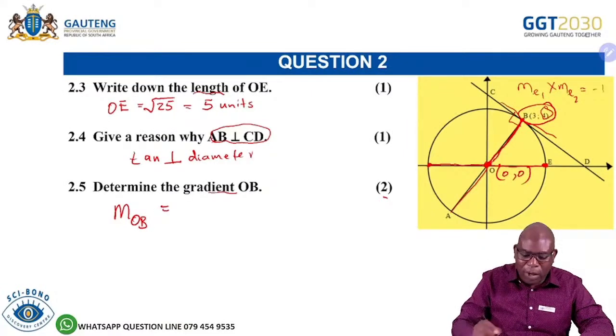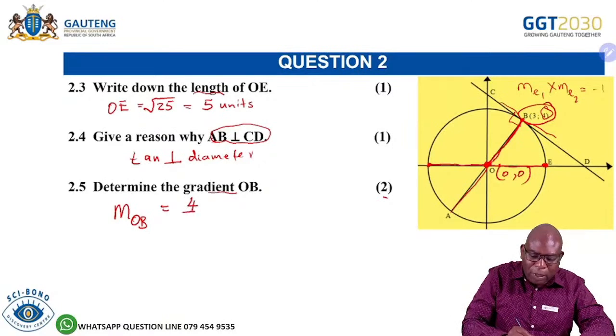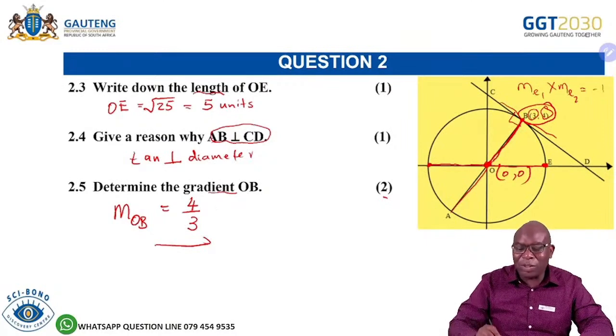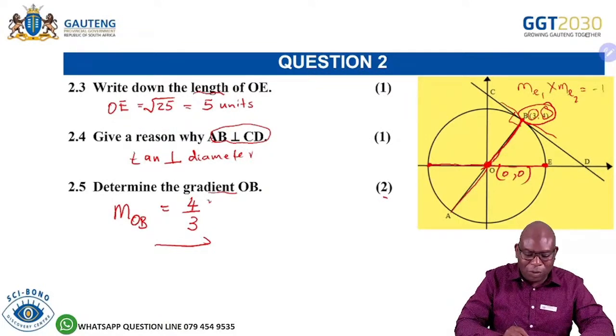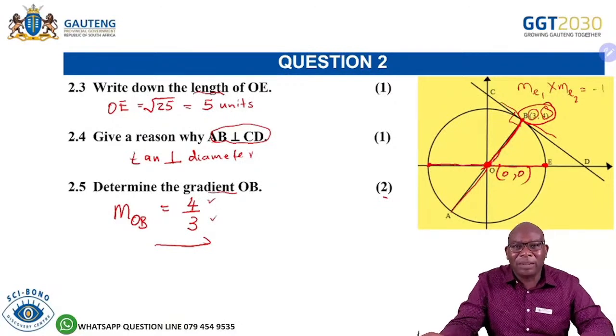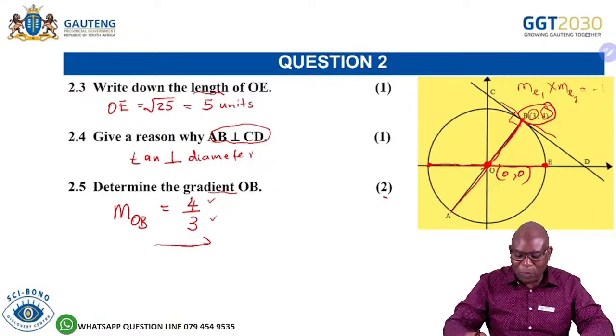Take the value of y, put it on top. Take the value of x, put it at the bottom. Done. Because it's (0, 0) here. So it's 4 minus 0, which is 4, over 3 minus 0, which is 3. So I'm done. Do this when we have a (0, 0) origin and a point. So the gradient of OB there will be 4 out of 3. Okay.